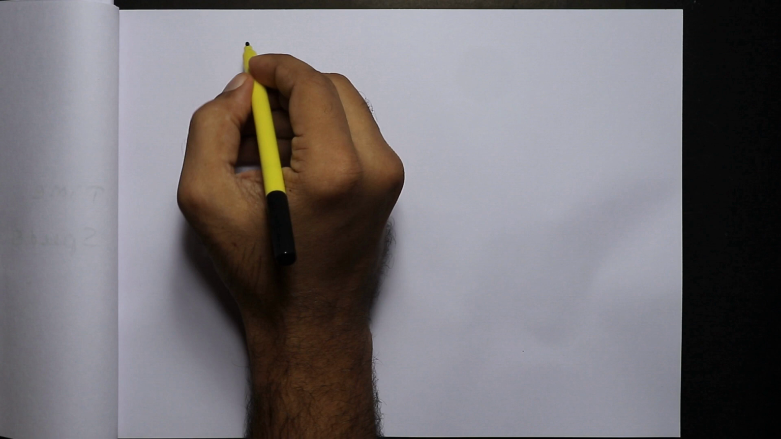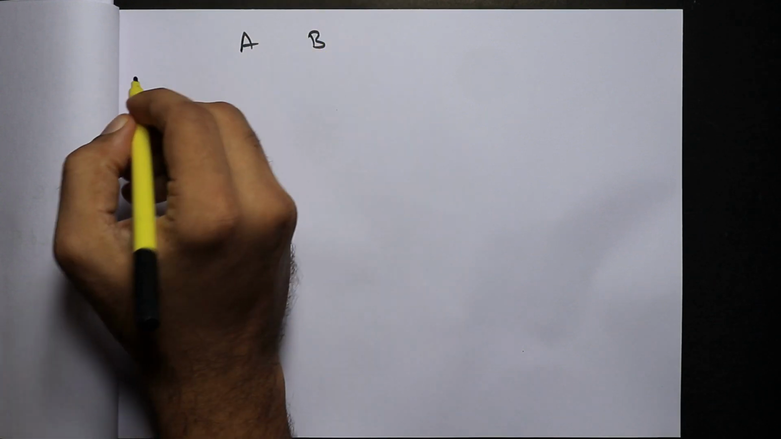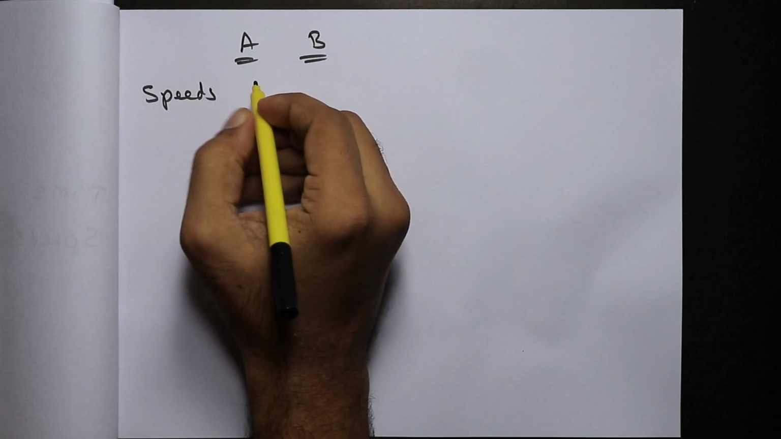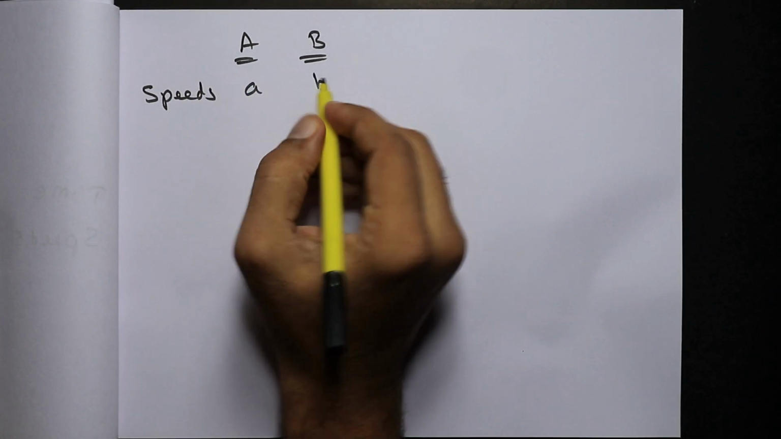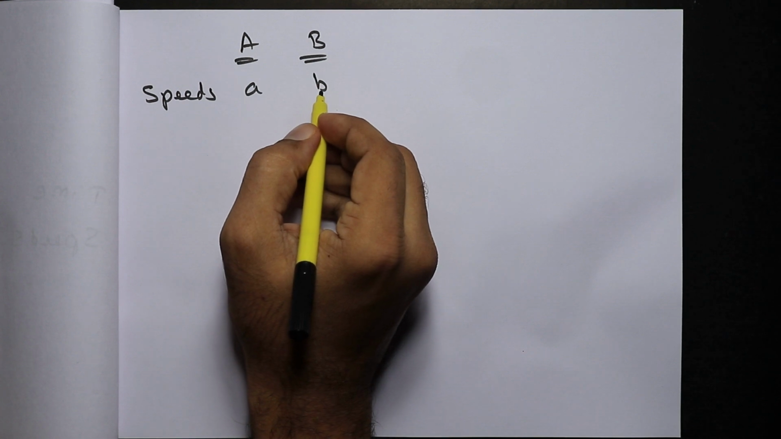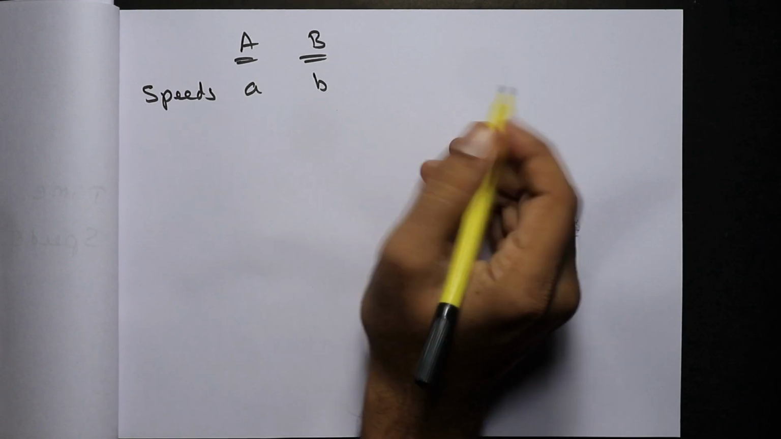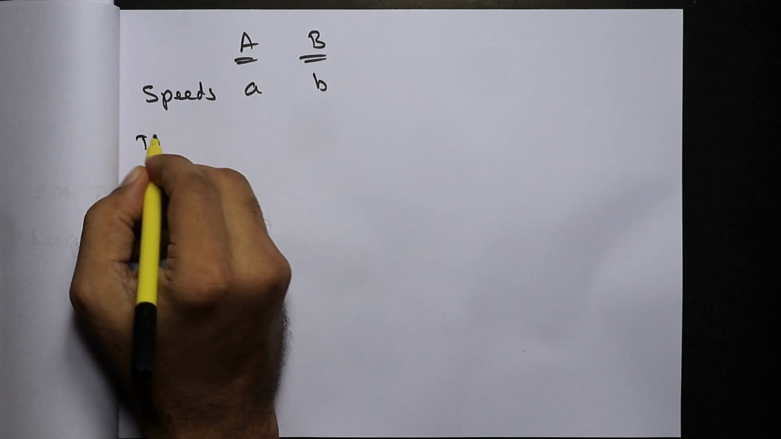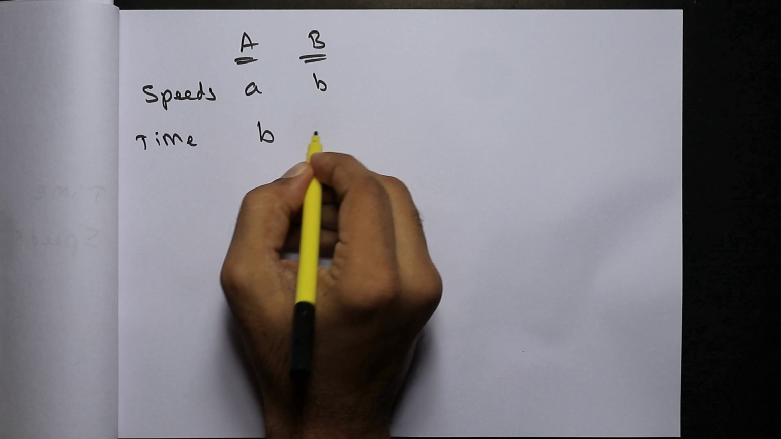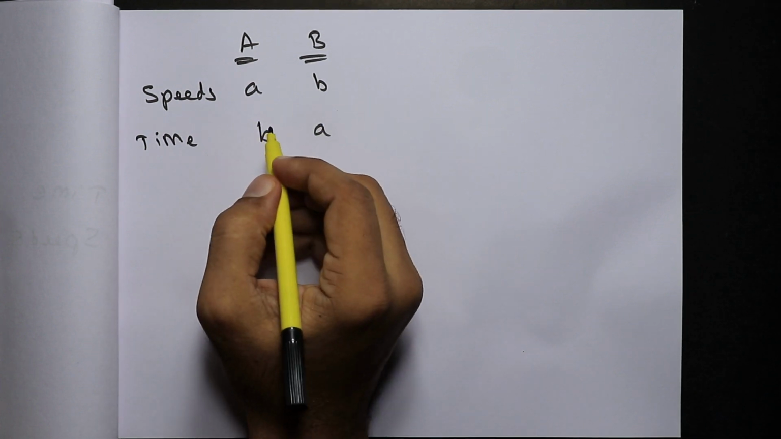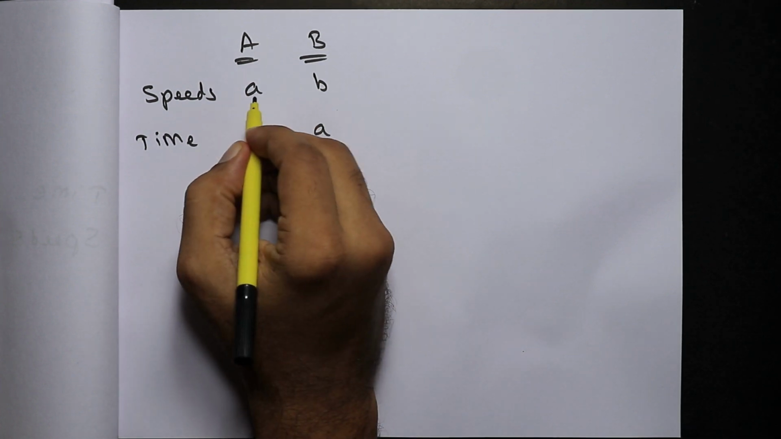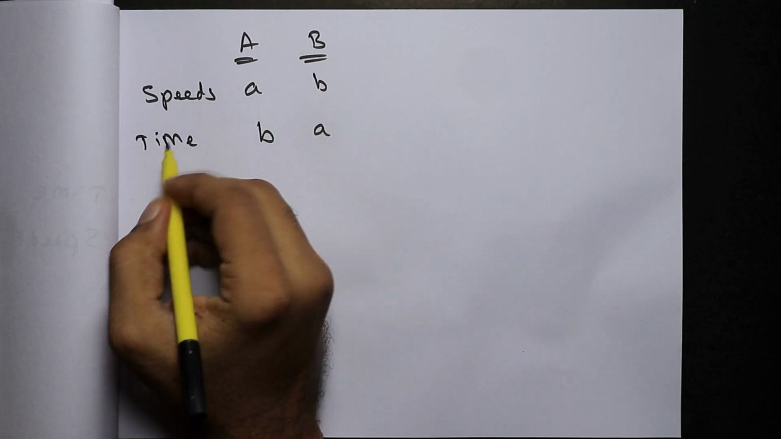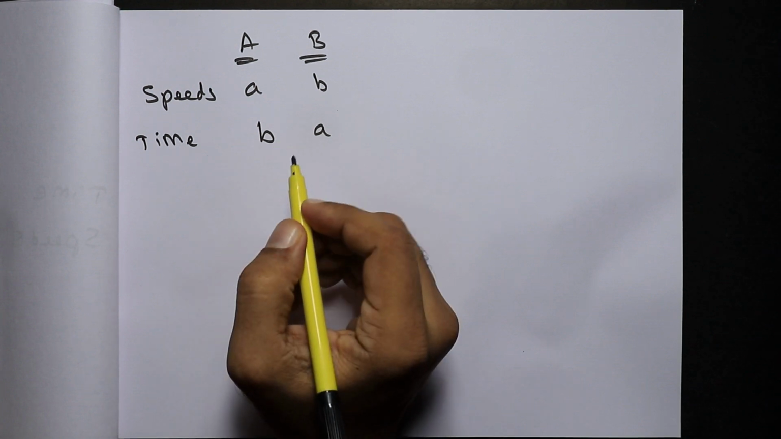So you have two people, A and B. Now assume that their speeds are in the ratio A is to B. If the speeds are in the ratio A is to B, then if both the people A and B need to cover a fixed distance, then the time required will be in the ratio B is to A. This is the shortcut method. So if the speeds are in the ratio A is to B and both of them need to cover a fixed distance, then the time required will be in the ratio B is to A.